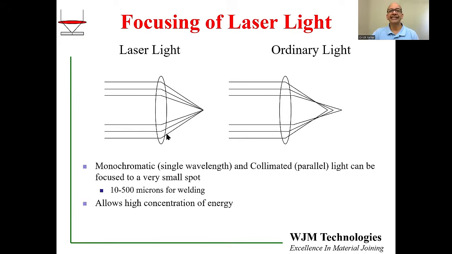How does that help? When we shine a laser light on a lens, because the light is monochromatic and collimated, it focuses down to a very small spot size. Now, that spot size can be of the order of 10 to 500 microns for welding, usually in the range of, say, 20 to 200 microns. On the other hand, ordinary light, because it has many wavelengths and is not exactly parallel, can only focus down to a much bigger spot, which does not have enough energy density for materials processing.